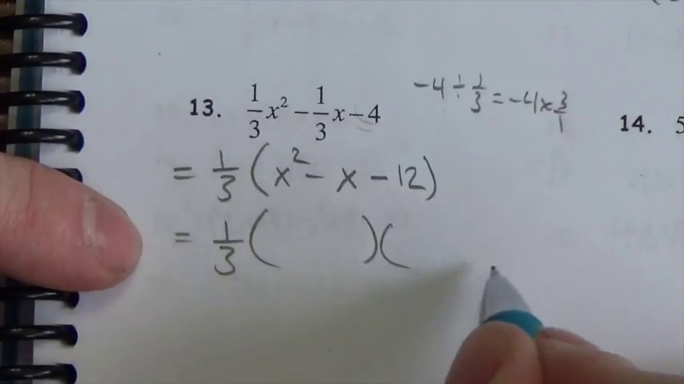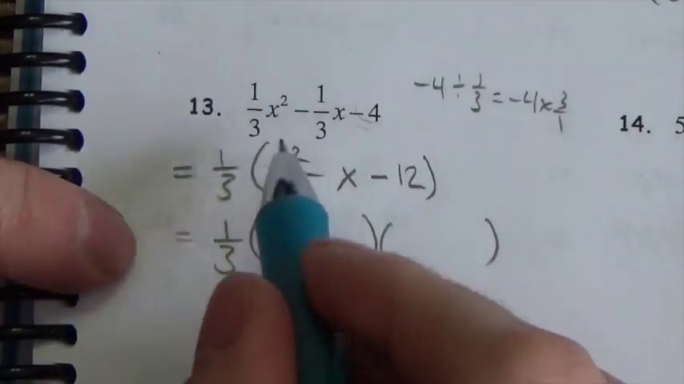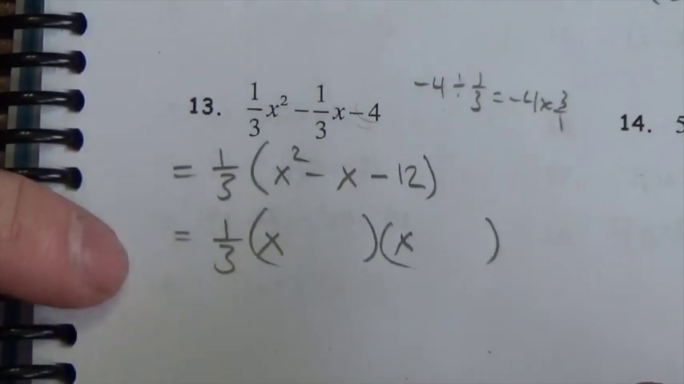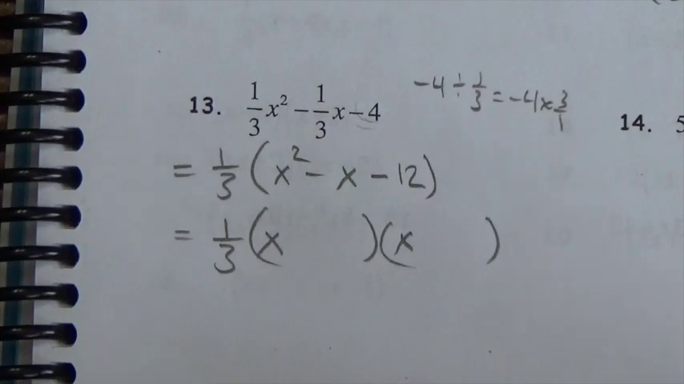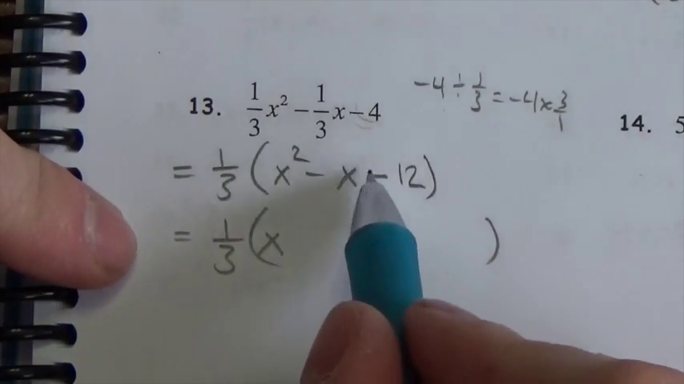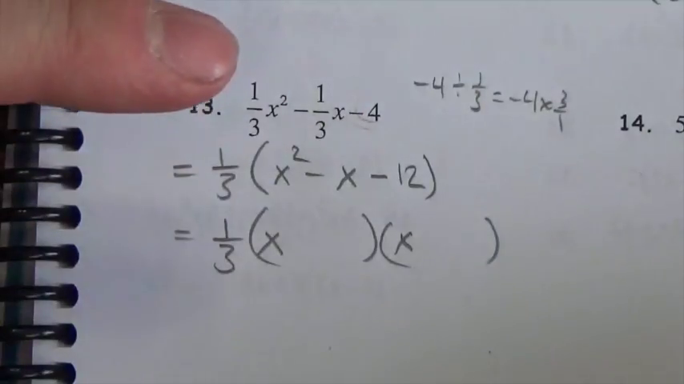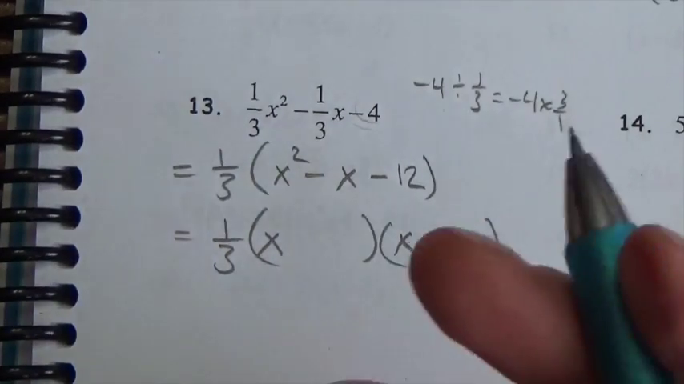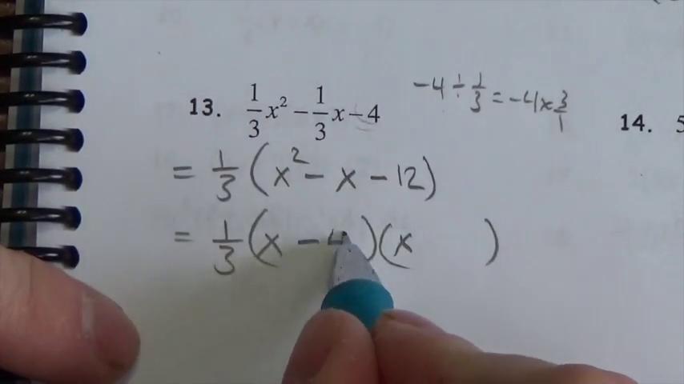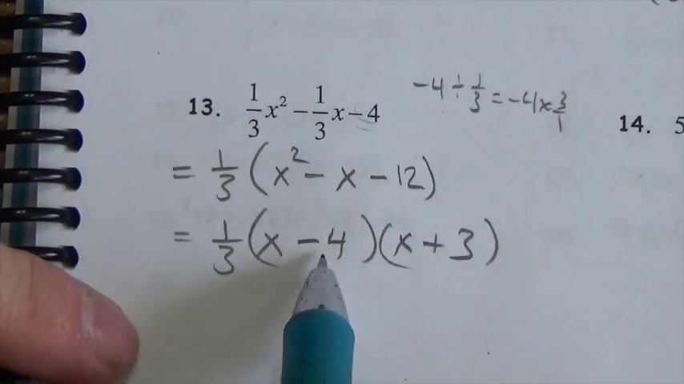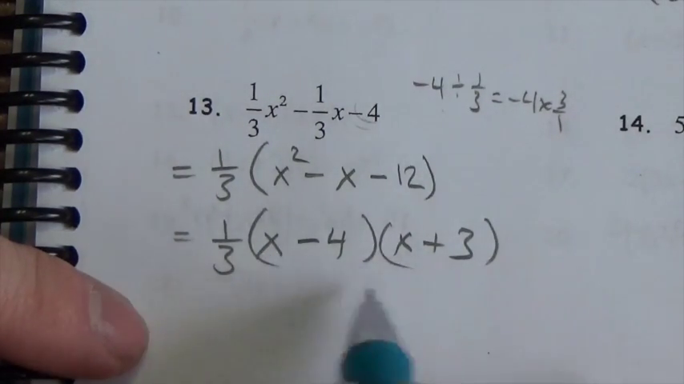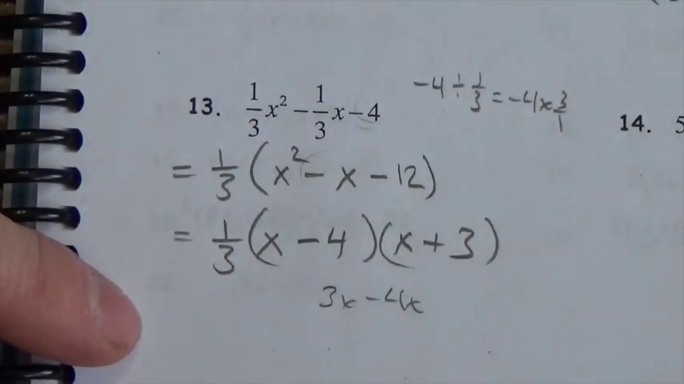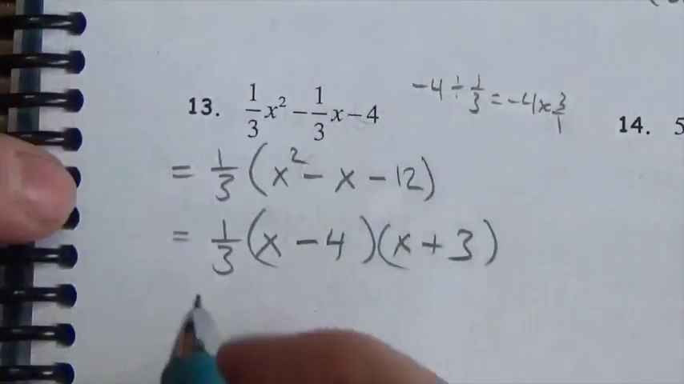So 1/3 is out front here. I will assume that this can be broken down into two binomials. X squared really can only be broken down as x and x. Negative 12, now when I see 12, I immediately think 4 and 3. Because this is negative, one of those has to be positive, one of them has to be negative. Because the middle term is negative, that means the larger of the two has to be the negative one. And so I'm still thinking 4 and 3. Negative 4, positive 3. And actually, when you multiply those out, you will get 3x minus 4x. And yeah, there it is right there. I'm getting that negative 1. So that's the answer.